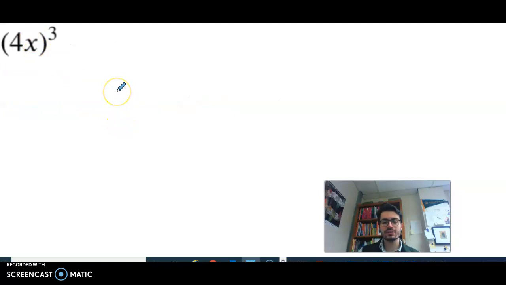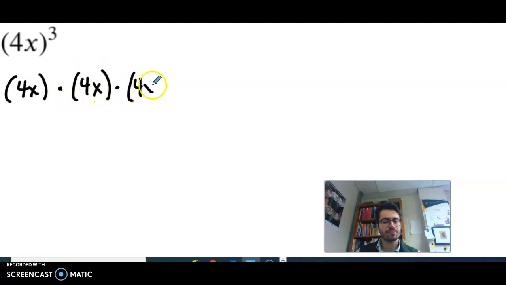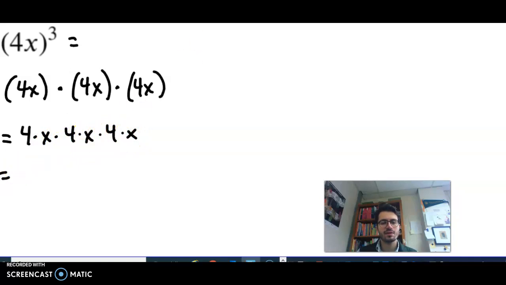In this example, notice I have parentheses around the 4x, and I'm raising that to the 3rd power. My exponent is 3. So that means I'm multiplying 4x 3 times. Now if I write all these out, that's 4 times x times 4 times x times 4 times x. If I multiply all the 4's, 4 times 4 times 4, that's going to give me 64. Then I have x times x times x, that gives me x to the 3rd.